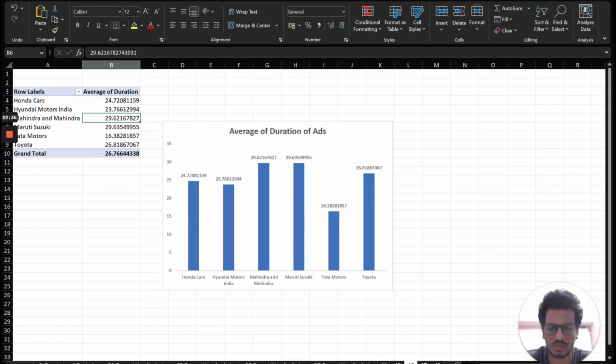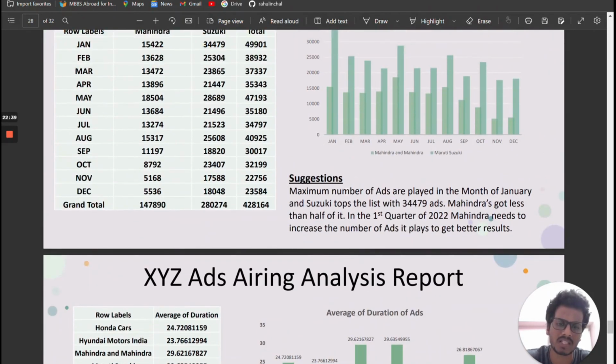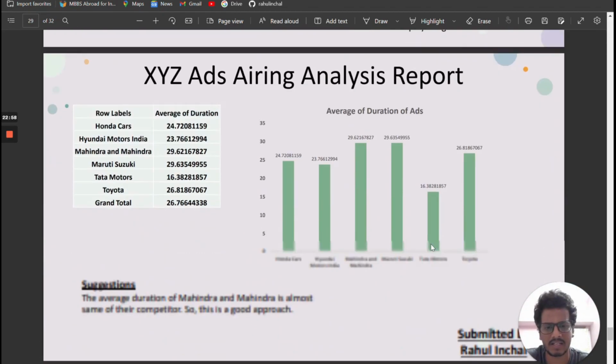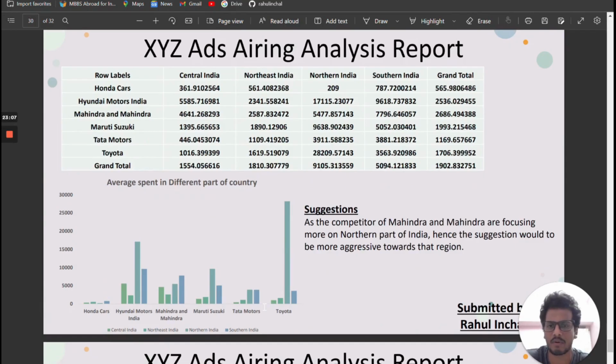So this is one conclusion which we can draw, or let's see what conclusion I've written in here. The maximum number of ads are played in the month of January, and Suzuki tops the list with 34479 ads. Mahindra got less than half of it. In the first quarter of 2022, Mahindra needs to increase the number of ads it plays to get better results. And the average ad duration of Mahindra and Mahindra is almost the same as their competitors. So this is a good approach from which I can take out the insight.